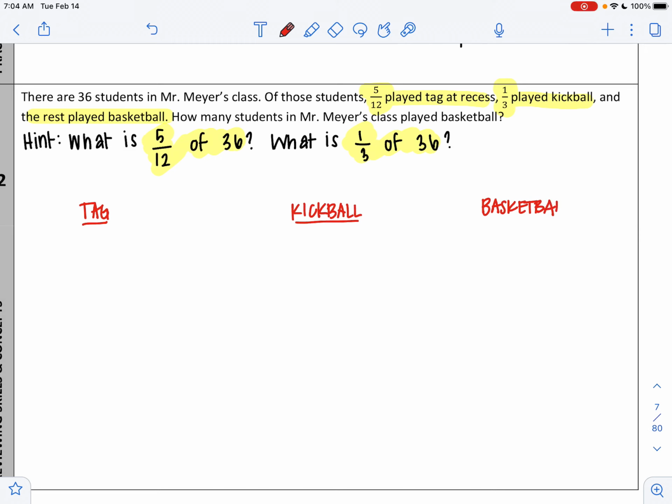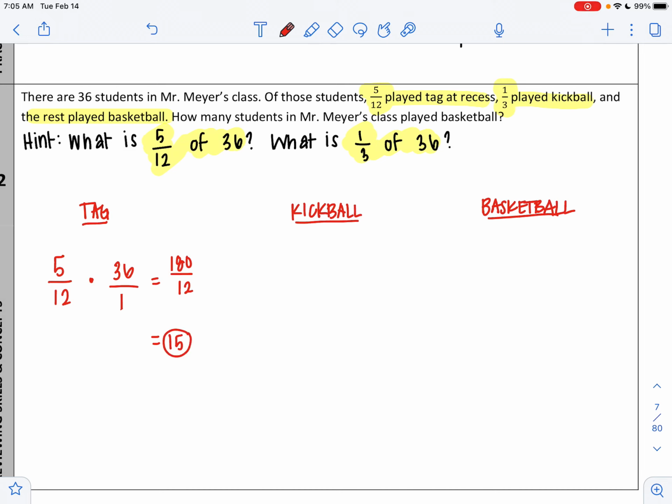And I have the information that I need to calculate the total students for the first 2 categories. So for tag, I know that 5/12 of the 36 students are playing tag. And so I can simply multiply 5 over 12 times 36. Now, when you actually do this multiplication, remember, you can make 36 over 1. And you're definitely going to want to simplify your fraction here because 36 times 5 is equal to 180. And we can divide 180 into 12 15 times. So I know that 15 students played tag.